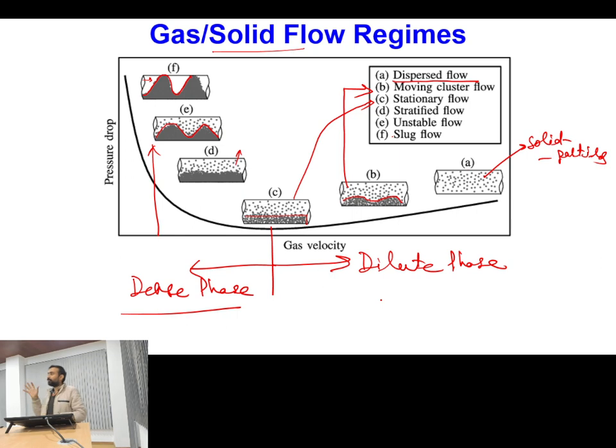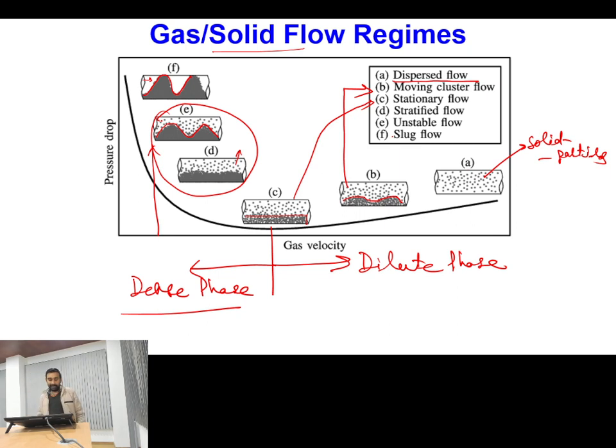So there are kind of positive and negative effects of both, and the majority of the time we try to operate in a certain regime close to this, so that we don't have very high pressure drop, because extremely high pressure drop will lead to a huge operating cost again. And we also should not have very large velocity, so that it is not creating erosion of the pipes.